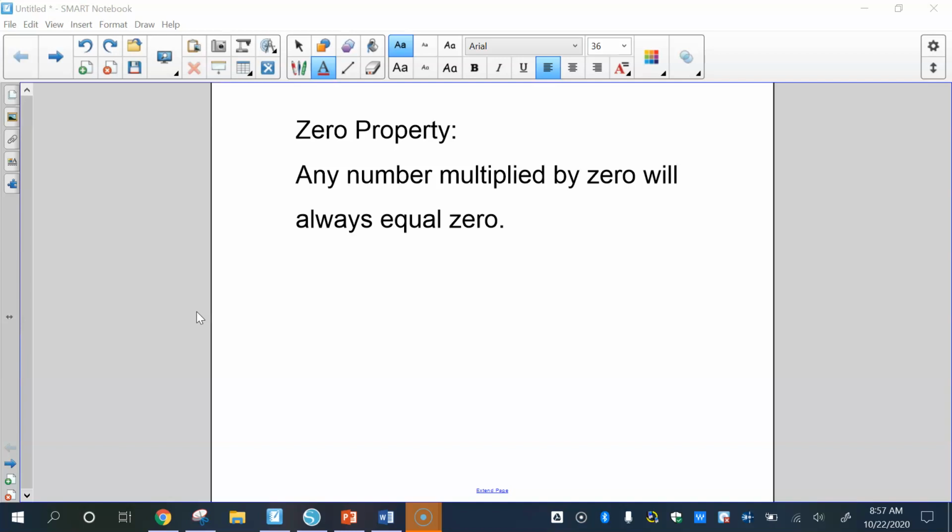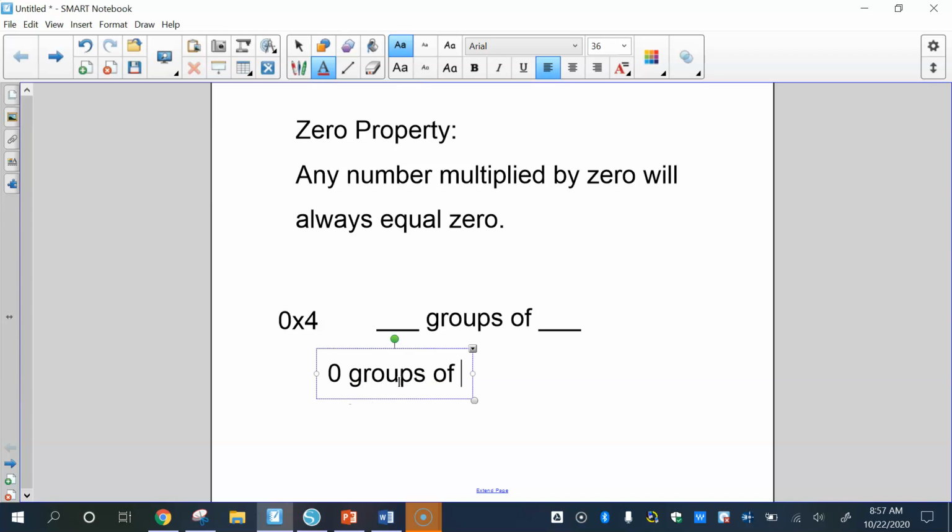So today we're going to talk about our friend, the zero property. And the zero property says that any number multiplied by zero will always equal 0. So let's look. If I have the multiplication sentence 0 times 4. Remember how when we were making our models, we would say blank groups of blank? Well, if you filled this in with our multiplication sentence, remember it would say 0 groups of 4.